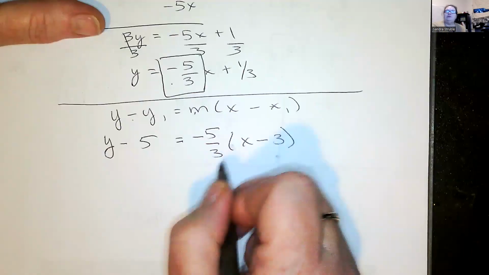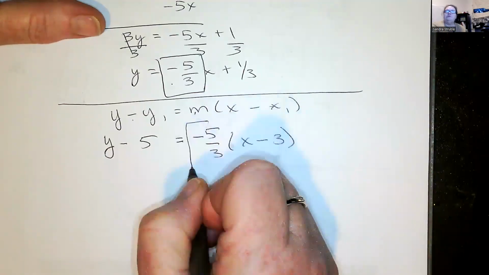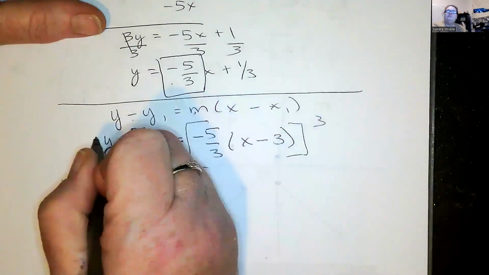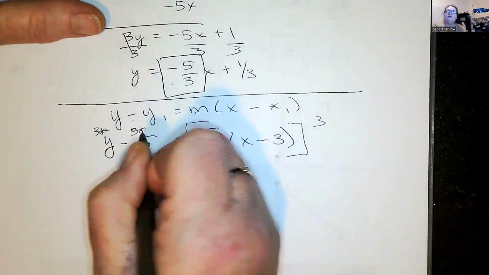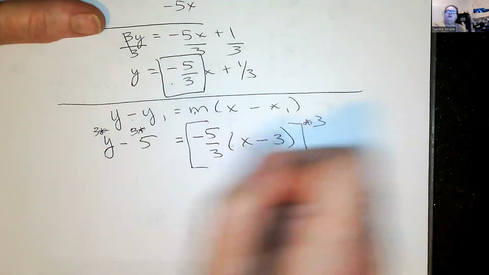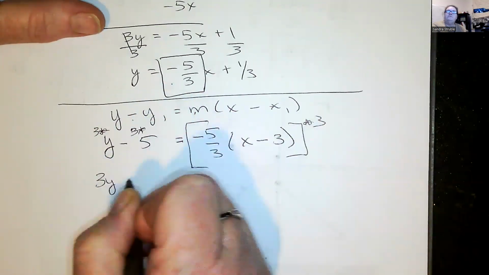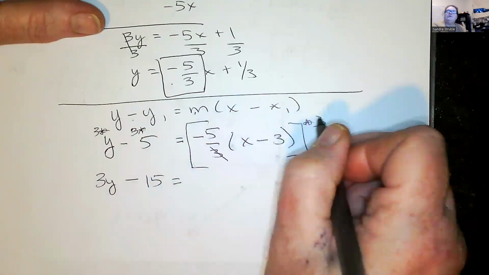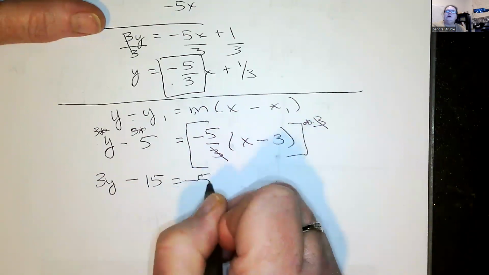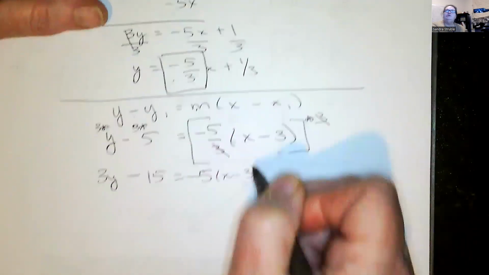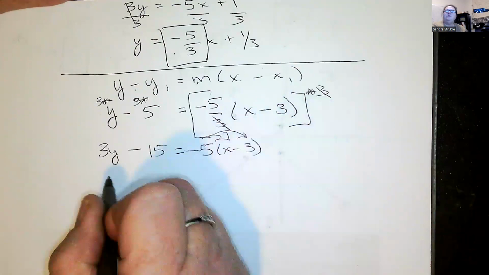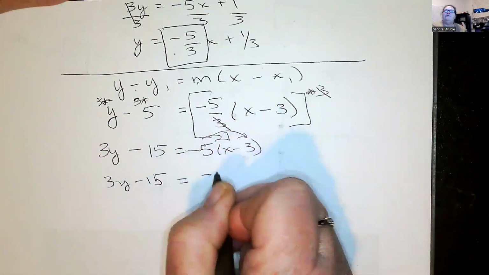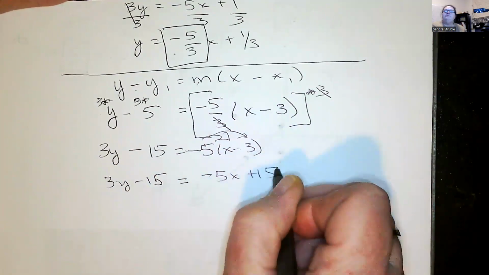Let's start by getting rid of this 3 here so that you don't have to deal with the fractional form of this. Multiply all your terms by 3. So 3y minus 15 is equal to, 3 is gone, I'm just going to rewrite the negative 5 times x minus 3. Distribute that negative 5 over the binomial. We get 3y minus 15 equals negative 5x plus 15.